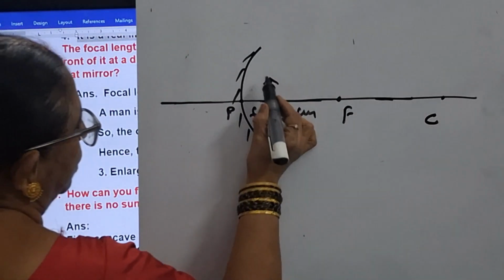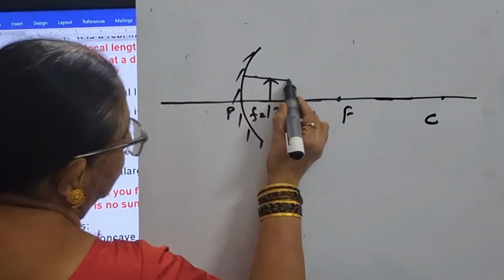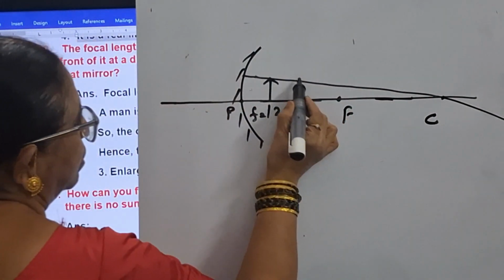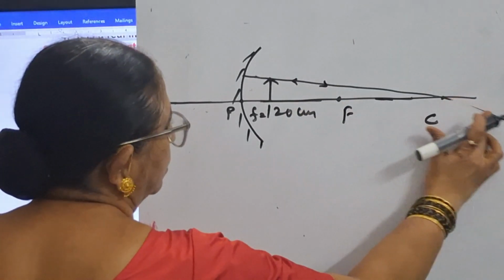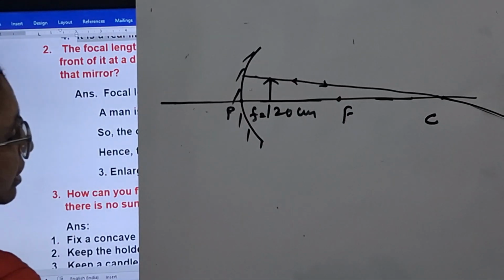Now, if you draw a ray diagram, first what will you do? You will have to draw a ray diagram passing through C. So this is the incident ray. This itself is a reflected ray.